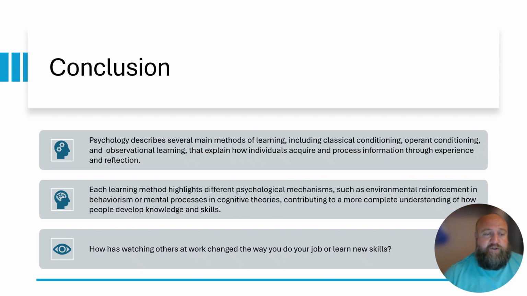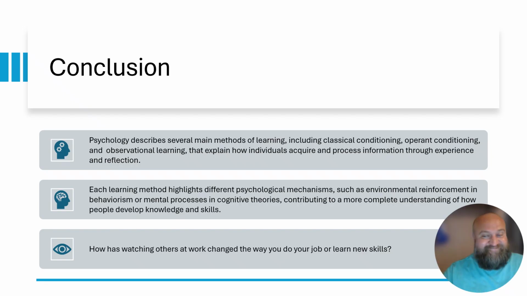All right, so in conclusion, psychology describes several main methods of learning, including classical conditioning, operant conditioning, and observational learning, that explain how individuals acquire and process information through experience and reflection. Each learning method highlights different psychological mechanisms, such as environmental reinforcement and behaviorism or mental processes and cognitive theories, contributing to a more complete understanding of how people develop knowledge and skills.